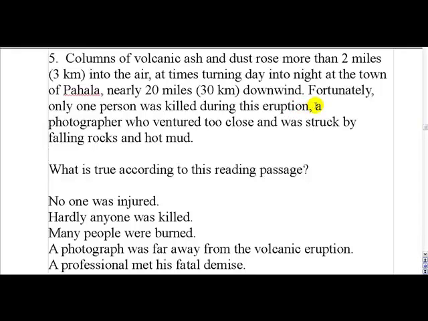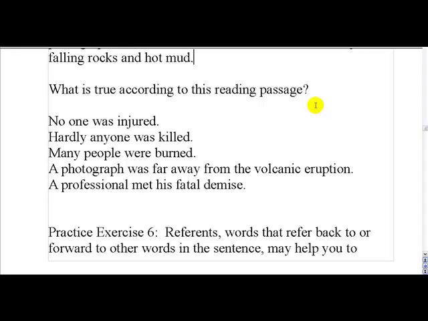So actually, to understand the answer to this question, you have to understand that photographer is an appositive, which refers back to the person who was killed, and then who ventured too close means the photographer. So by understanding the appositive and the adjective clause, I think you can understand the meaning of this passage. So what is true? No one was injured. That's false. One person was killed. Many people were burned? No. Only one person was burned and killed. Hardly anyone was killed?